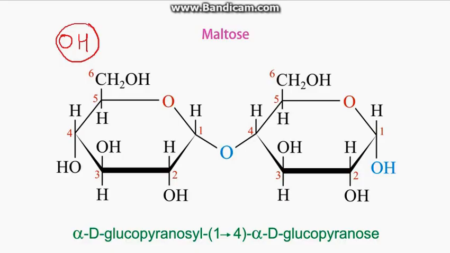So here you see that this carbon of maltose is the anomeric carbon because it is connected to two oxygens, one over here and one over here. On the other hand, this carbon of maltose is again anomeric because it is connected to one oxygen here and one oxygen over here.